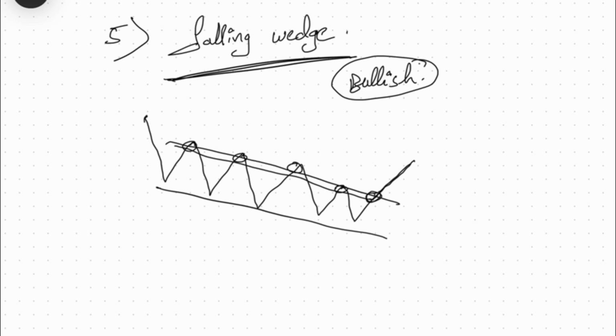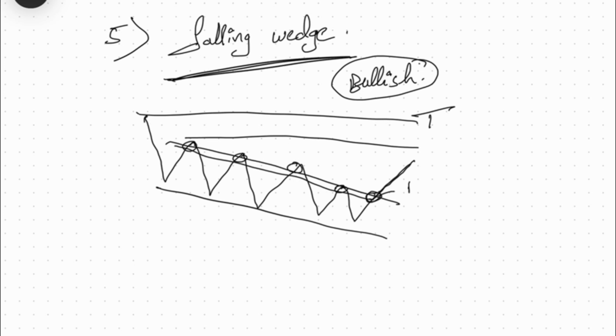Here, this could be the target, or this could be the target. This is the target, and this is the buy. Below this point, we can keep the stop loss. This is called the falling wedge pattern.